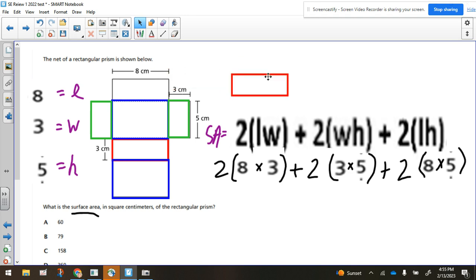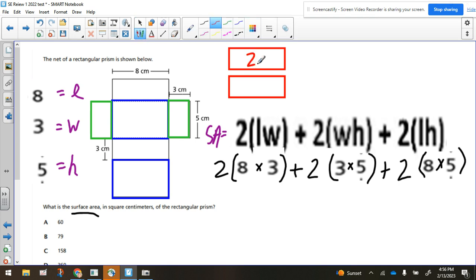So since we have 2 of those, I'm just going to put these over here so we can see the 2 different ones that we have that are 8 by 3. And 8 by 3, of course, would be 24. So if this is 24, that means this is 24. I'm just going to write it in here as well so we can see it. And 8 times 3 is 24. We have 2 of those.